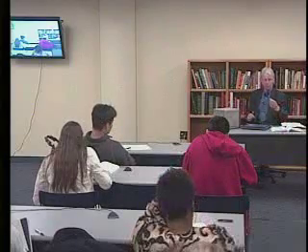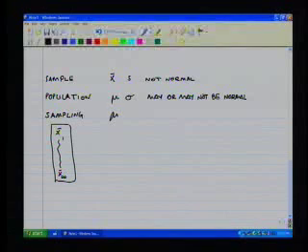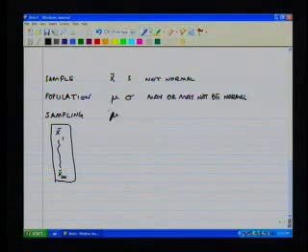I'll tell you, it's magic. It's absolute magic. The mean of that infinite number of sample means is mu. That is, the mean of a sampling distribution of sample means equals the population mean.